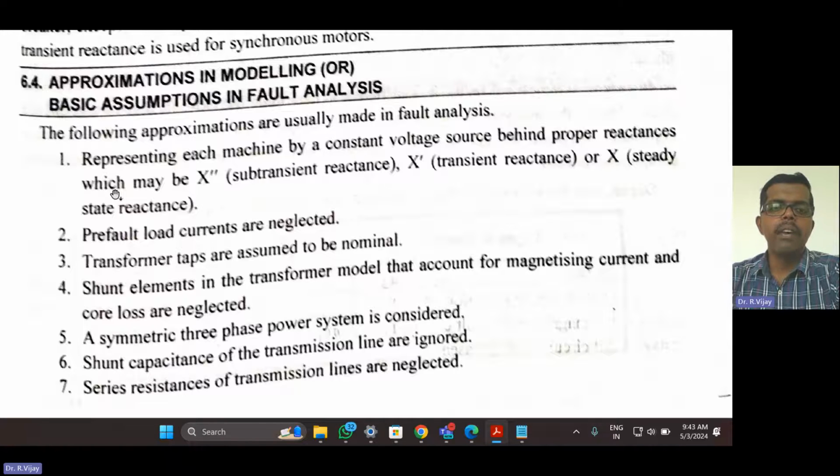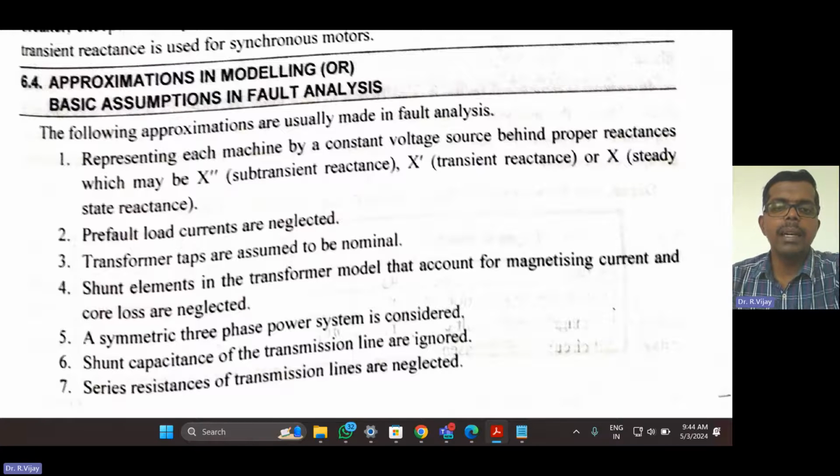Next, pre-fault load currents are neglected. Pre-fault load currents, say for example, what is the previous load current? Say for example, you are analyzing a system. So previous load currents are to be neglected. That you need to consider. Next, transformer taps are assumed to be nominal. So the taps of the transformers are assumed to be a nominal value. That is some ideal value, nominal value, that you need to consider.